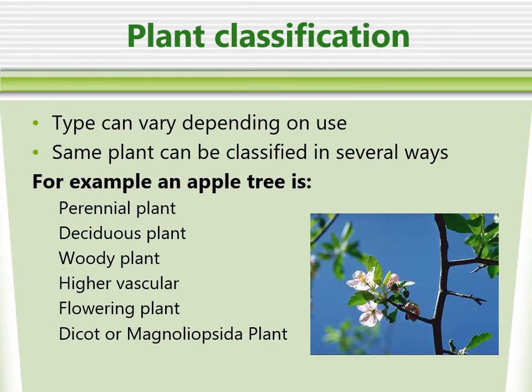So when we start looking at plant classification beyond just the genus species, we're looking at things like, is it a perennial? Is it deciduous? Is it woody? Is it a higher vascular plant? We're going to talk about that next week. Is it flowering? Is it a dicot? We'll talk again a bit more about that next week.